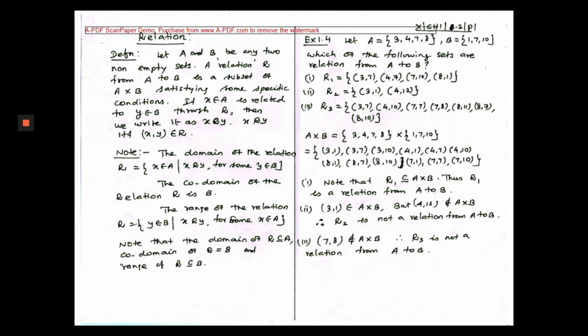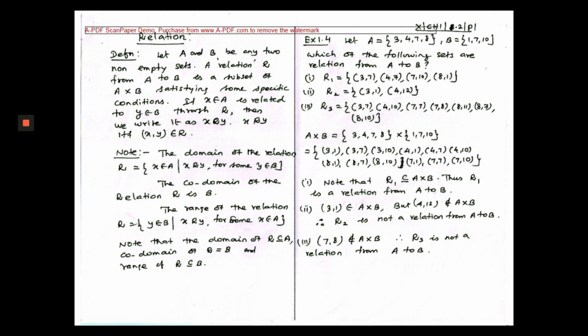A relation R from A to B is a subset of A cross B, satisfying some specific conditions. If X belongs to A is related to Y through R, then we write it as X related to Y. X related to Y if and only if (X, Y) belongs to R, capital R.